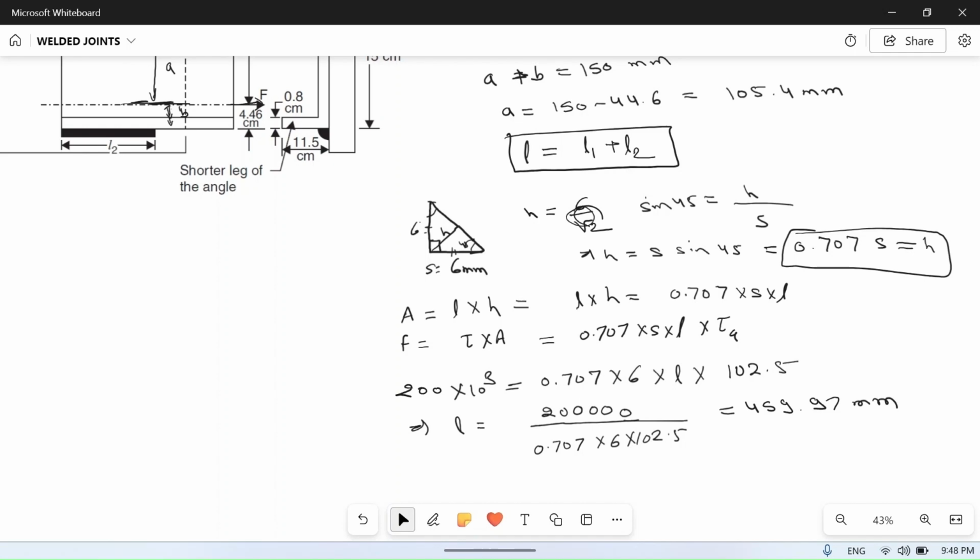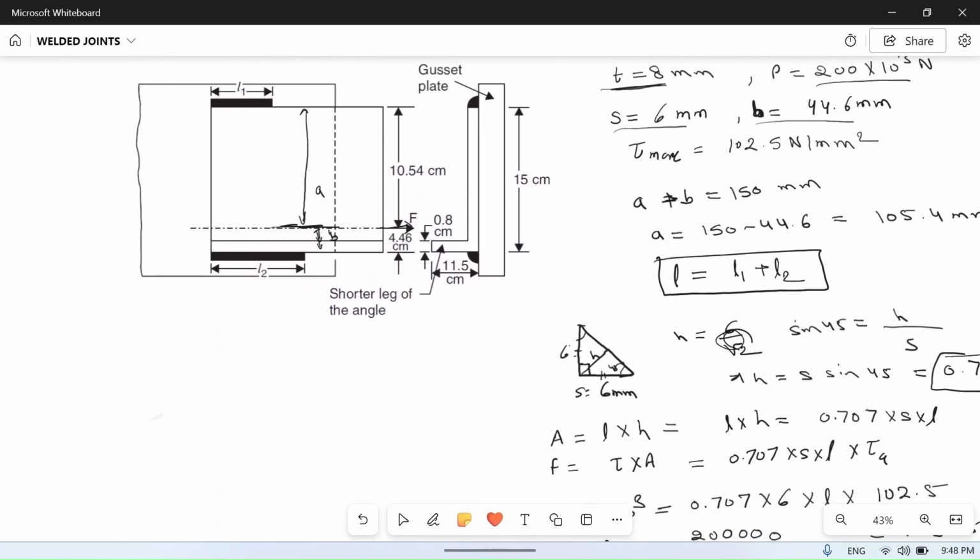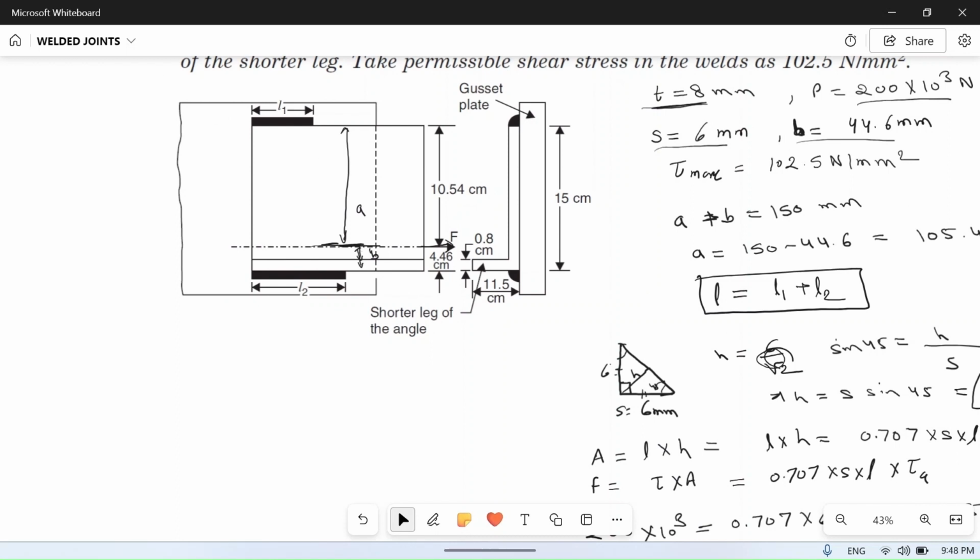Okay, now one more thing we can do here. If this is load P or force F applied here, suppose this is giving resistance F2 and this is giving resistance F1, then the couple of these moments around the center of gravity will be 0. So F1 into A minus F2 into B is equal to 0. So F1A is equal to F2B. This is equation number 1. Suppose this is equation number 2.